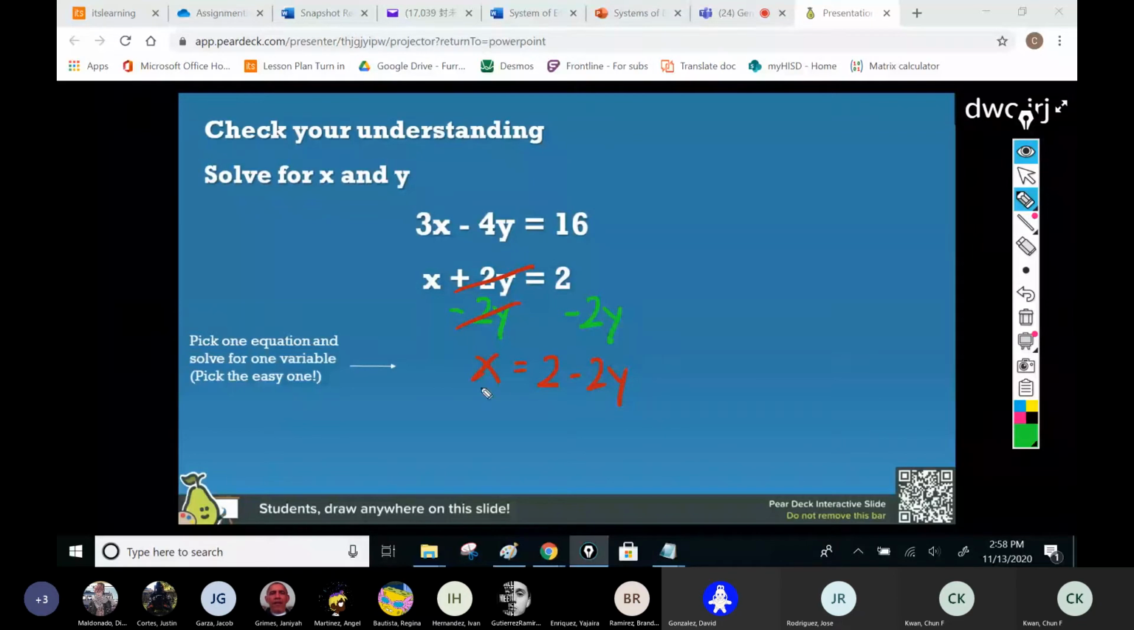All right, now that you solved for x, you already got x. X is 2 minus 2y. I want you to take this whole thing, plug it into the other equation, and replace the x. All right, so tell me what you got. Just keep going. Let me see what you got.